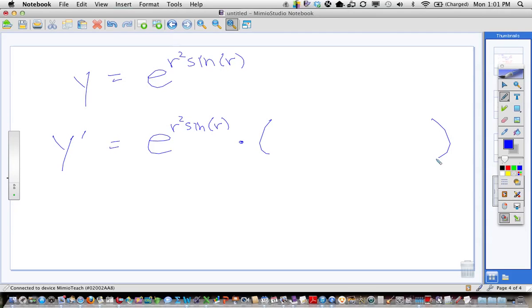and that's going to need a product rule. So the derivative of this as a product rule would be 2r times sine of r plus r squared cosine r.